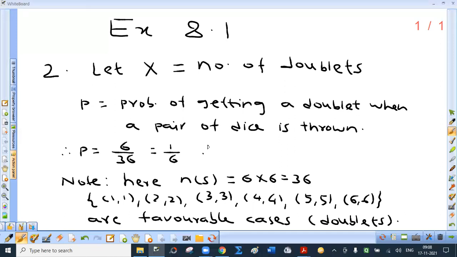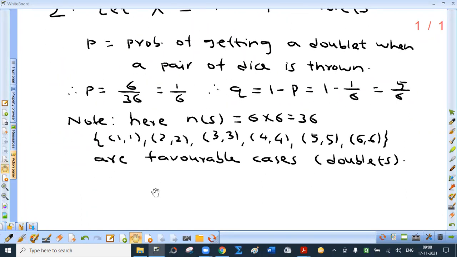So what is the probability of non-success or not success? That is the probability of failure. Q is 1 minus p, that is 1 minus 1 upon 6, which is nothing but 5 upon 6. Okay. Now, the experiment is performed how many times?